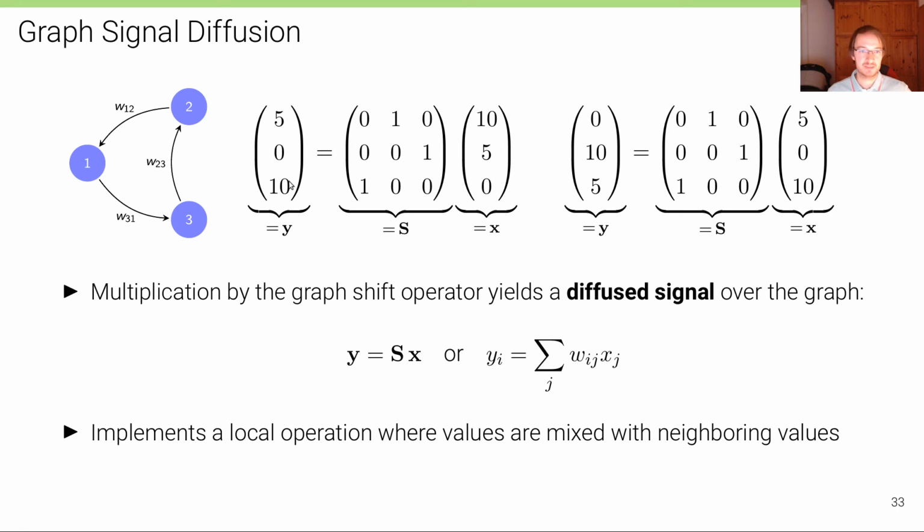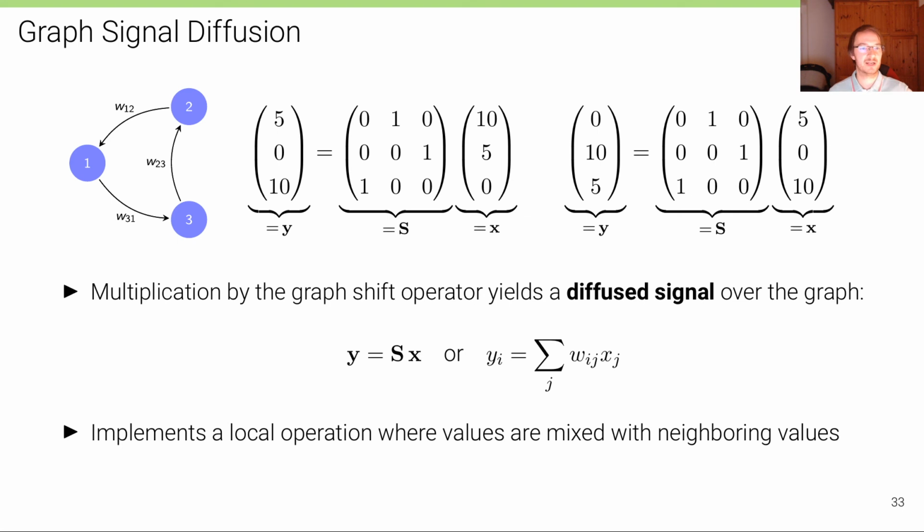Now, similarly, if we take this as an input signal, 5, 0, 10, and multiply with the shift operator, we get 0, 10, 5. So we see again that, for instance, 5, which was at location 1, is now shifted to location 3, and 10, which was at 3, is now shifted to location 2. So we can see that this shift operator, in this case a simple adjacency matrix of this unweighted graph, defines a diffusion process where the signal gets diffused over the graph, but with each application of the shift operator, we're just diffusing by one step, by one hop, by one edge.